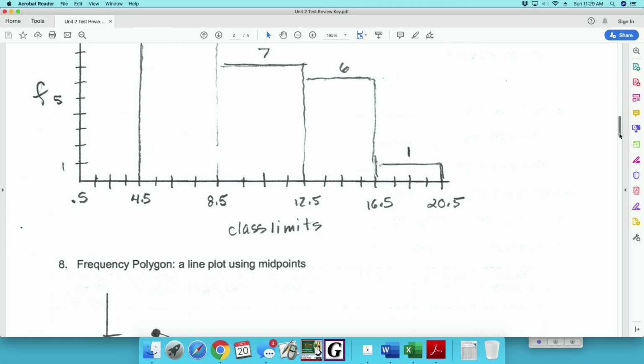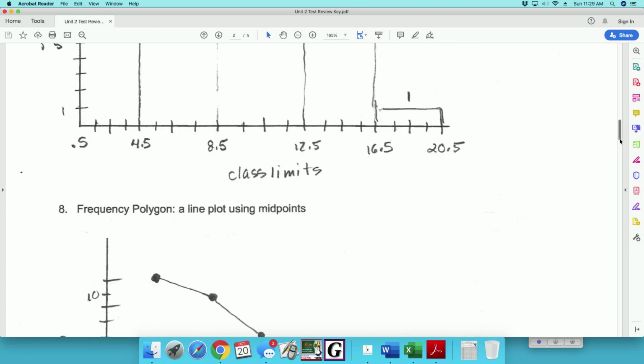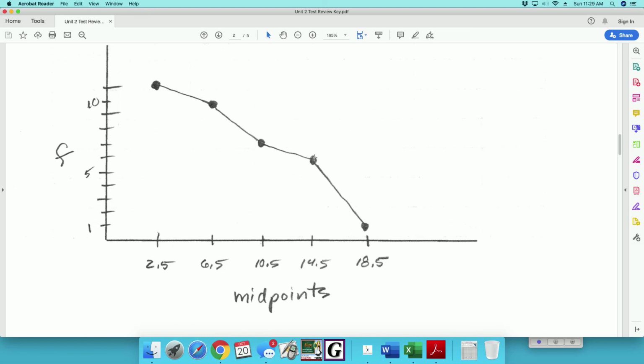Next one is a frequency polygon, which is a line plot using midpoints. So put all your midpoints on the bottom, then put your frequencies, 11, 10, 7, 6, 1, and connect them with a line. Don't forget to label your axes.